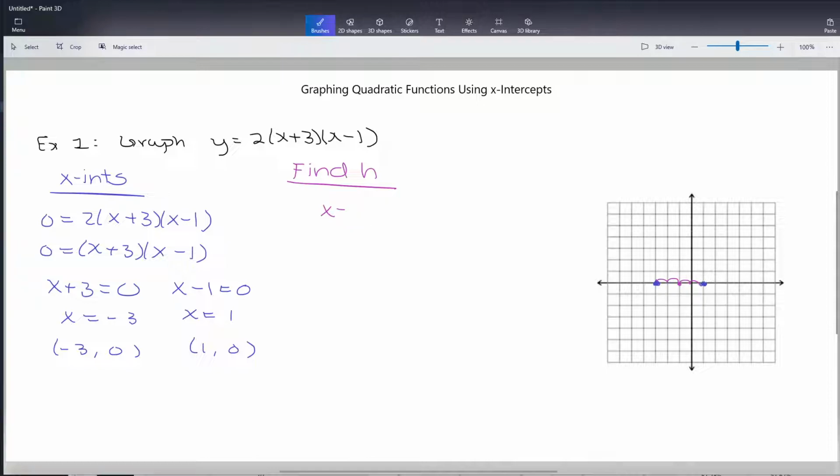Now, if you don't like the visual method, or if you're not sure using that method whether it's exactly halfway or not, you can always add these x values together and divide by 2 to find the halfway point. So you could always do -3 plus 1, just adding my two x values together, and divide by 2. This would be -2 divided by 2, or -1, so that gives us the exact same result. So h, the x part of my vertex, is -1.